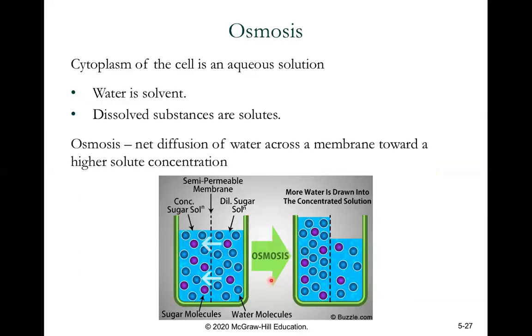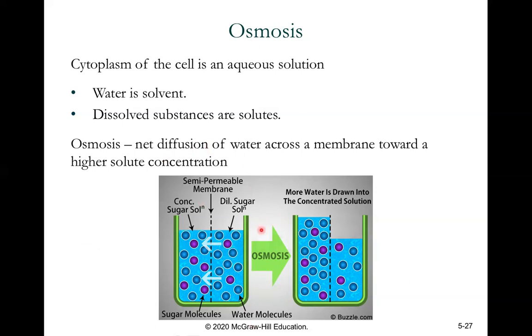Within osmosis, osmosis is defined as the net diffusion of water across the membrane towards a higher solute concentration. The cytoplasm of the cell is an aqueous solution that allows for osmosis to go on, where water is the solvent. And from here, we have dissolved substances that are solutes within these solvents. And in our image, we can tell how these different solvents move within our different water solutions.